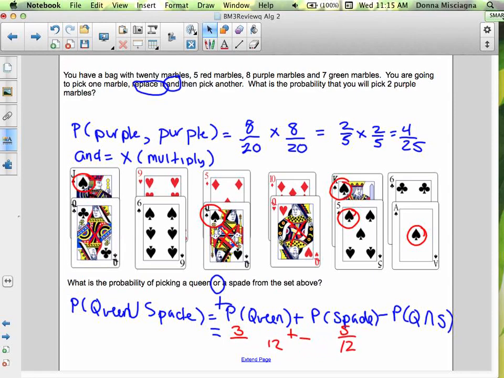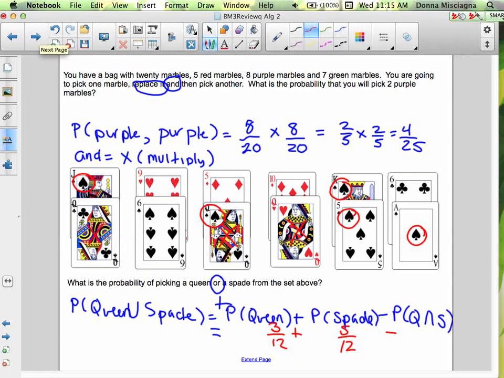The 3/12 was the probability for the queen. The 5/12 was the probability of picking the spade. The probability of queen and spade, there is one card that is both a queen and a spade. So we have to subtract that card off. So that means we have 3 plus 5, which is 8, minus 1, gives us a probability of 7/12.